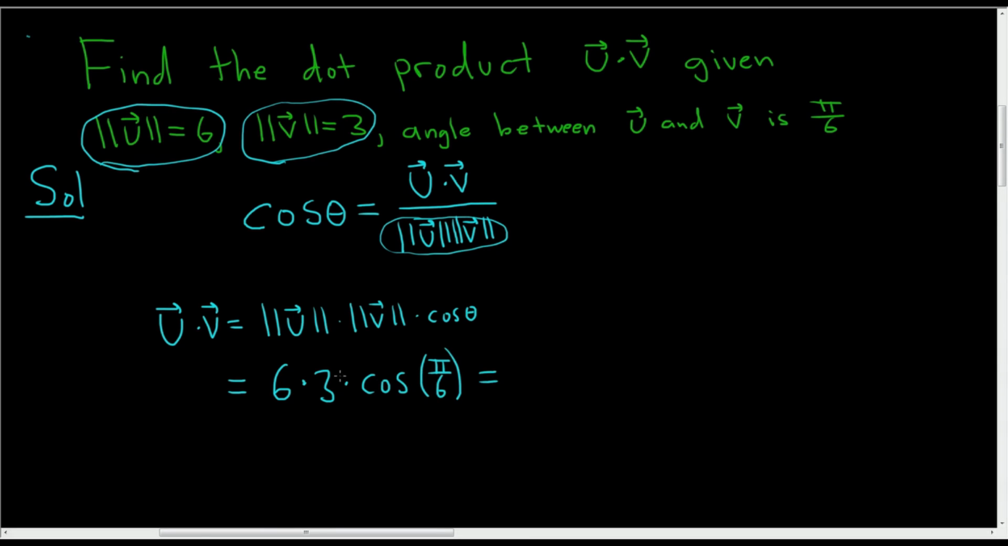So this is equal to, let's see, 6 times 3 is 18, and the cosine of pi over 6 is the square root of 3 over 2, and 2 goes into 18 9 times, so we get 9 square root of 3. And that is the dot product of u and v. That's it.